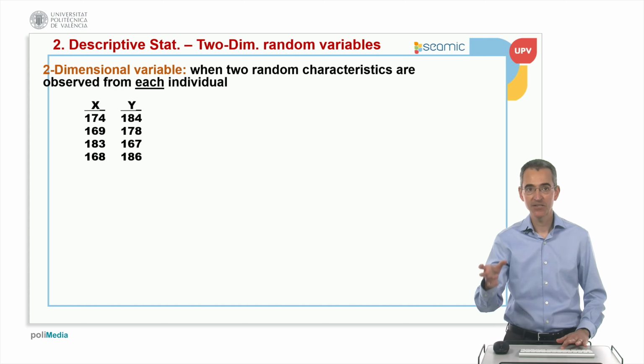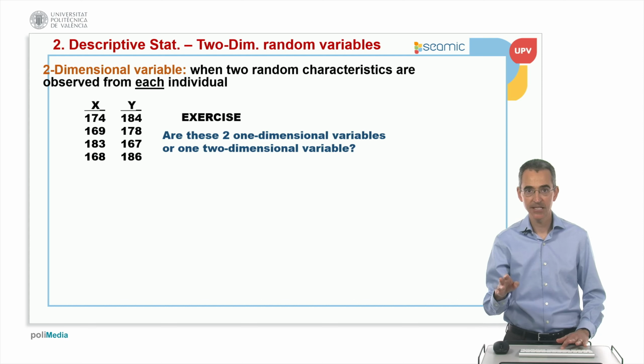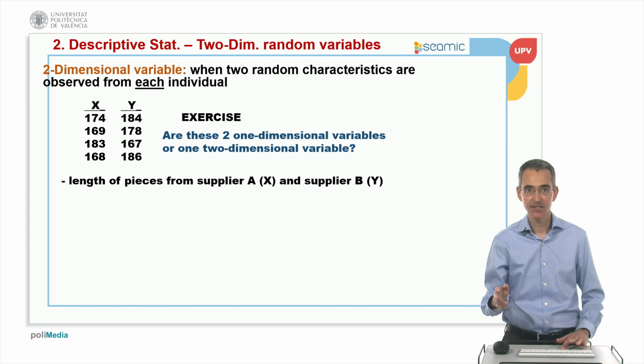And then imagine that we have two columns of data. Can we say that it can be two different things? It can be one single two-dimensional variable, or it can be two one-dimensional variables. How can we know that? Well, it depends on the example.